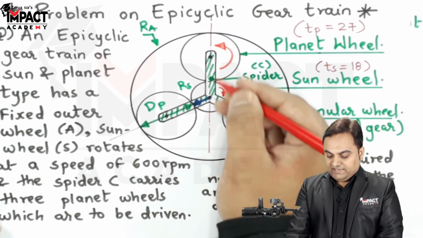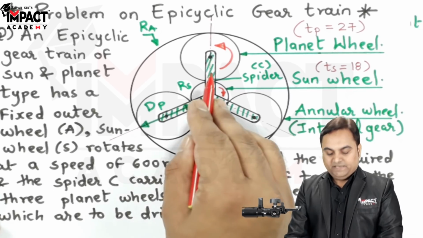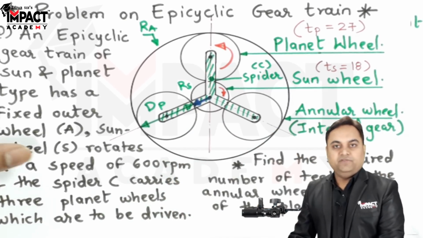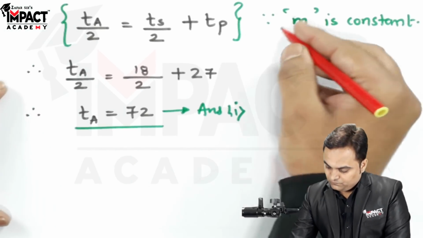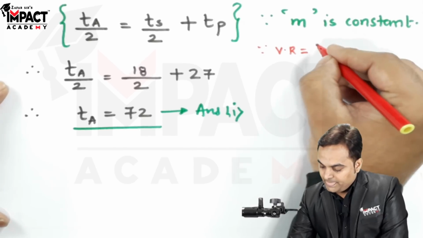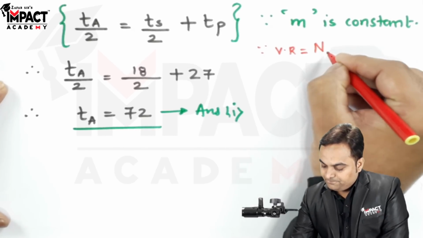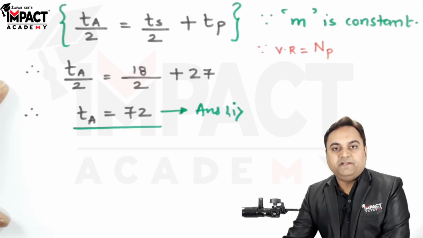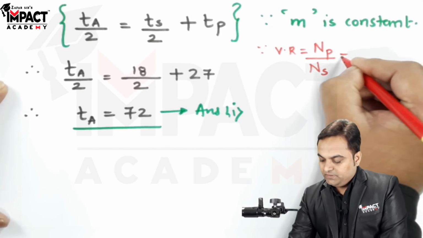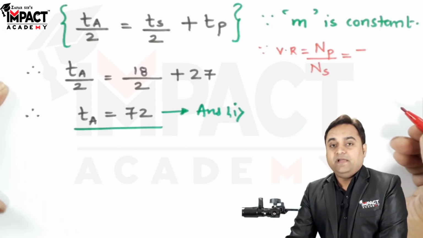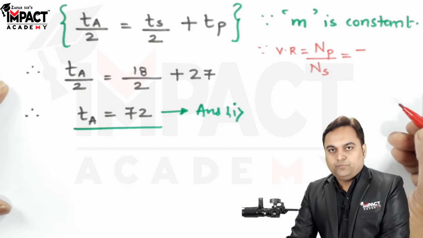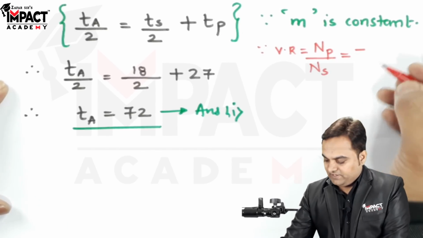So since the direction of rotation between the sun and the planet, because they are external gears, is opposite, the velocity ratio would be given by, since velocity ratio for sun and planet, it is speed of driven gear, and driven gear is planet, upon the speed of the driving gear, which is the sun gear, is equal to negative sign. Remember why I am putting negative sign? Because they are external gears, the direction of rotation is opposite. That is why we have to introduce a negative sign.